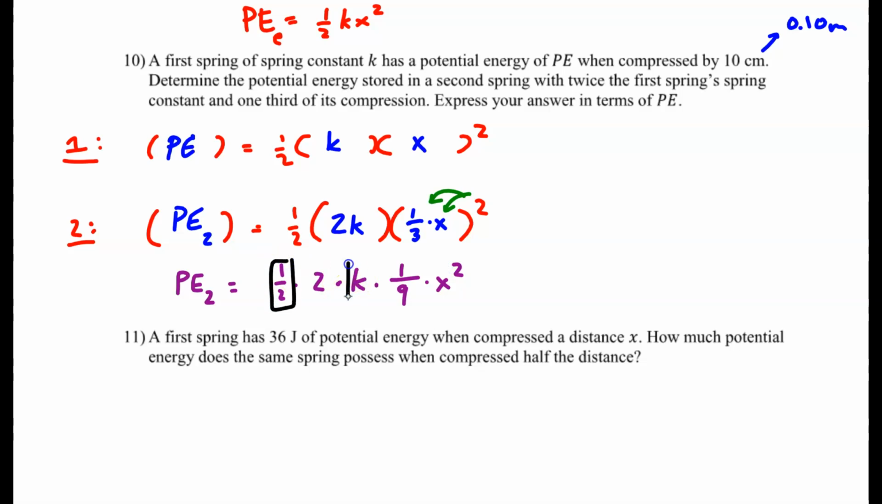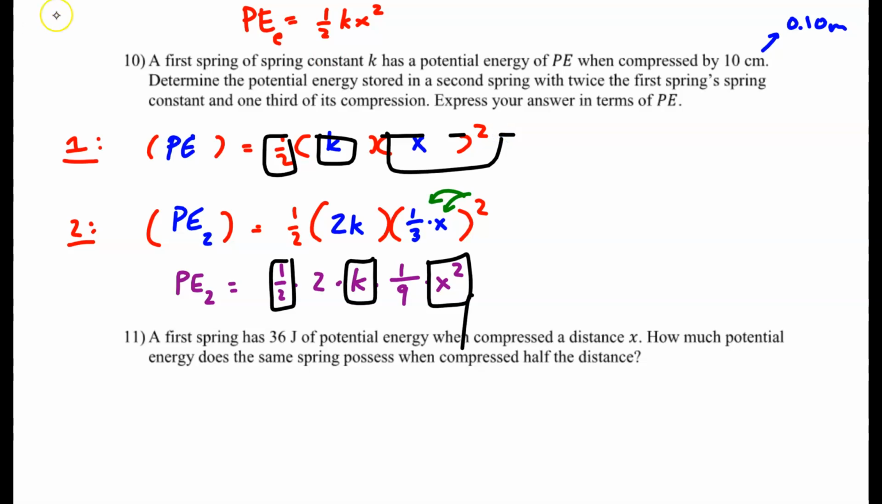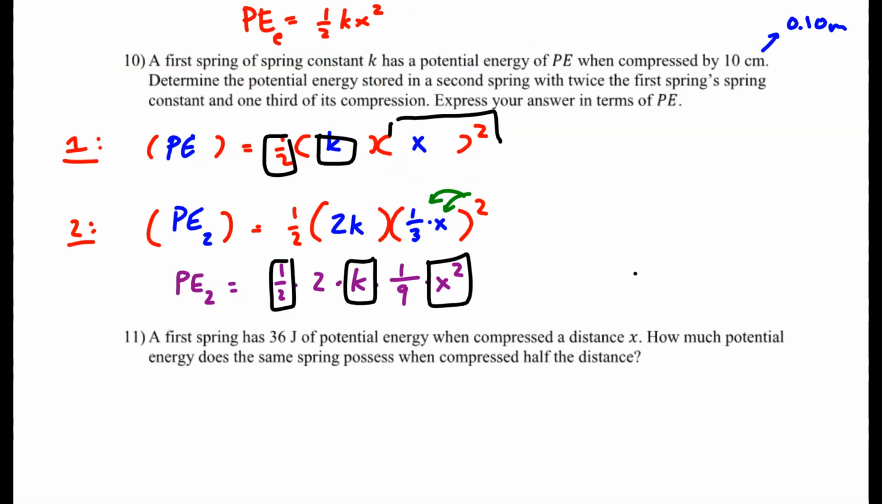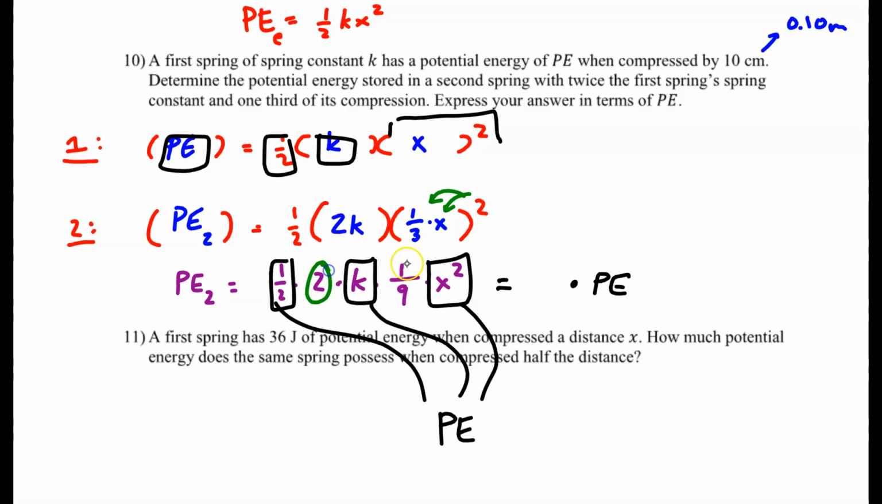Then I take the 1/2, I take the k, I take the x squared. Why am I taking those? Because I can substitute for them. 1/2 times k times x squared, those three things together, 1/2 k x squared, are equal to the original potential energy. And my first equation states this clearly. So in their place, I'm going to put the original potential energy. And then I'll combine the stuff that's left over, the stuff that didn't get substituted in for. And this is my answer. The new potential energy is 2/9 of the old.